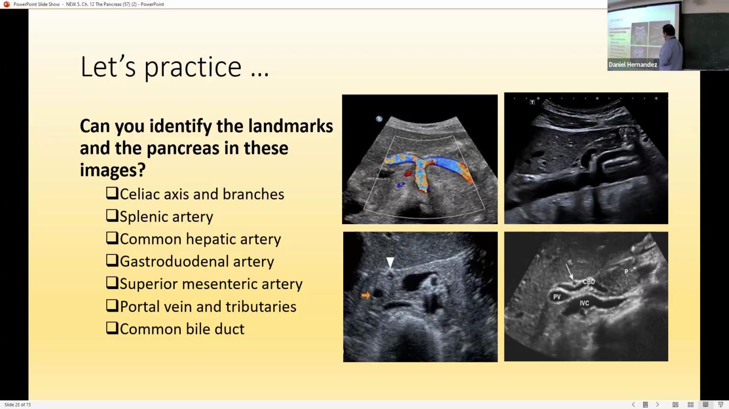Rotating now, if we rotate on that and try to open up our common bile duct, we're getting into more of a sagittal oblique. You can visualize our common bile duct running out towards the head of the pancreas. Here we can see a little bit of pancreatic tissue in more of a sagittal oblique plane. But it makes sense, as we know the common bile duct courses through the head of the pancreas.